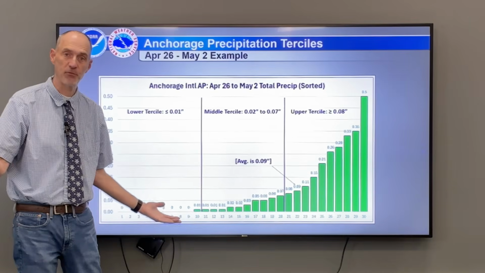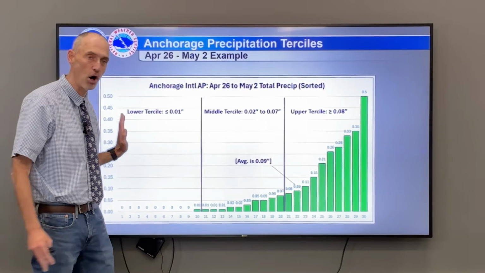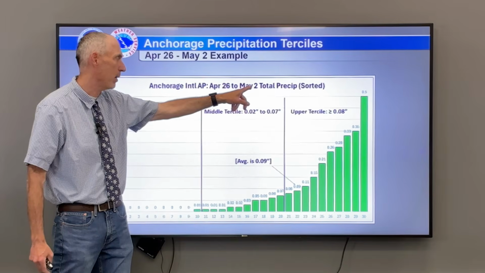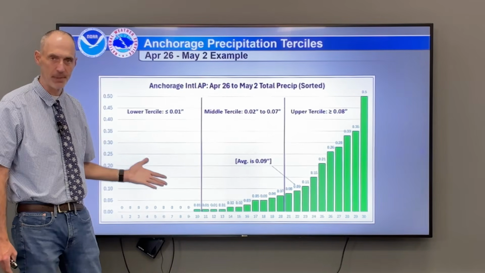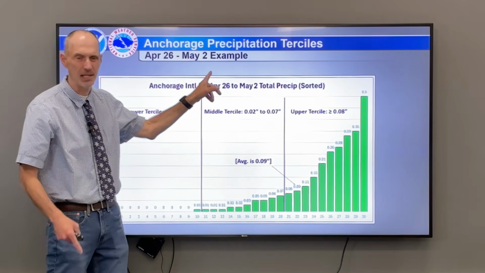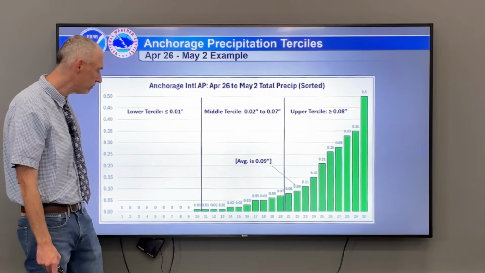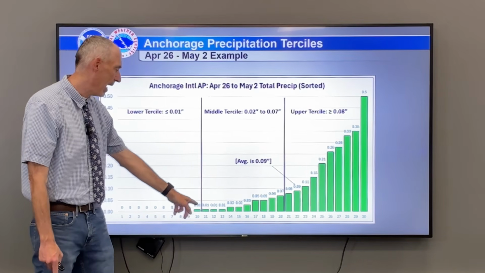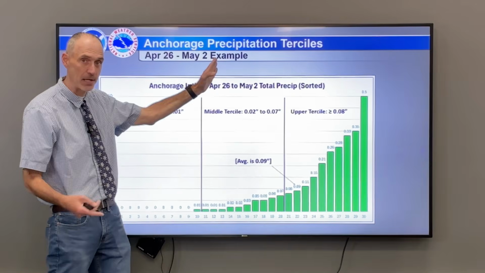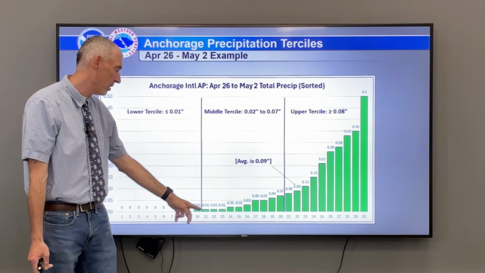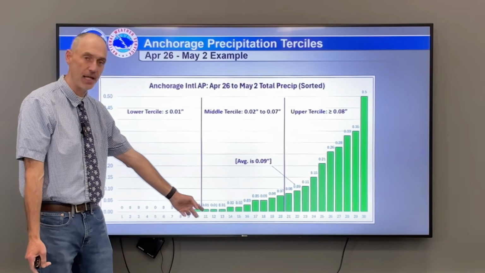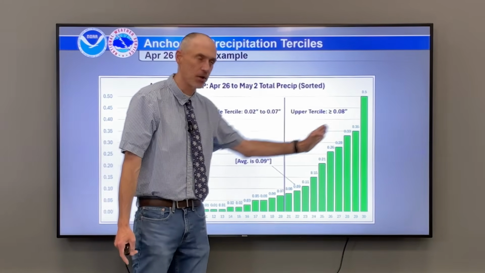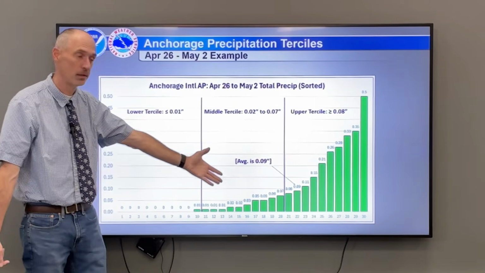And we do the same for precipitation. We take all 30 years with the April 26th to May 2nd period. We sum up the precipitation at all locations. Again, this is the Anchorage example. And we cut it into thirds. In this case, this is a dry time of the year. The lowest third is 1/100th of an inch or less. The wettest third is 8/100ths of an inch or more.